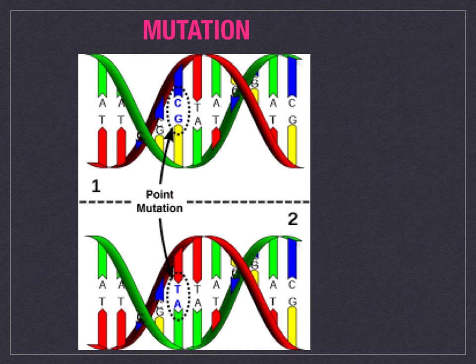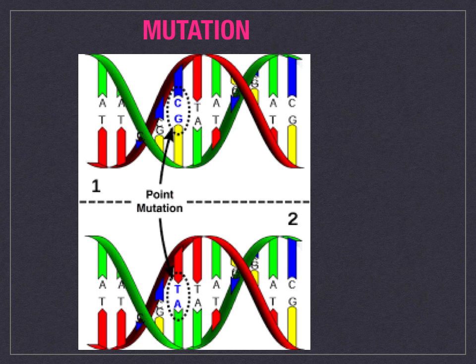A sudden change occurring in the gene, in the genetic material, is known as mutation. Now, due to transmission of parental genes to offspring, there is remarkable similarity between parents and the offspring. But if there is a mutation in any nucleotide, then there are changes in the characters of the offspring.